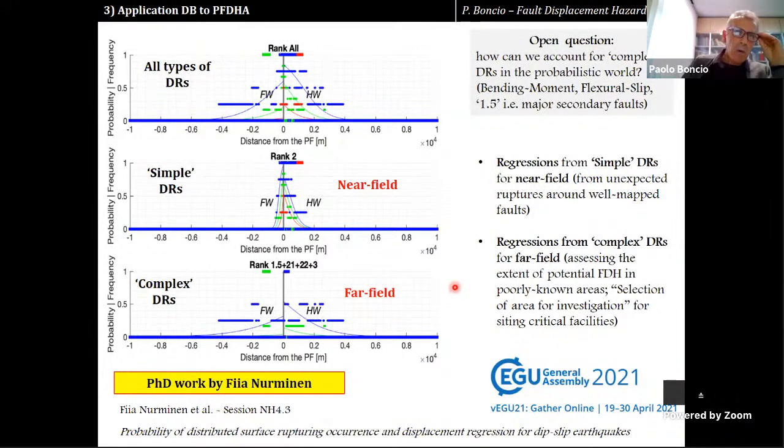For example, an idea we are working on is that simple distributed rupture can be used to define regression for the near field, the hazard due to distributed faulting in the near field, and regression from complex distributed rupture, the other typology, can be used, for example, for assessing the hazard extent, the extent of the potential for displacement area hazard in poorly known areas, or for selecting the area of investigation during the siting of critical facilities. It is a work in progress. If you are interested in this, there is a presentation at the forthcoming virtual EGU by Fia Nurminen.